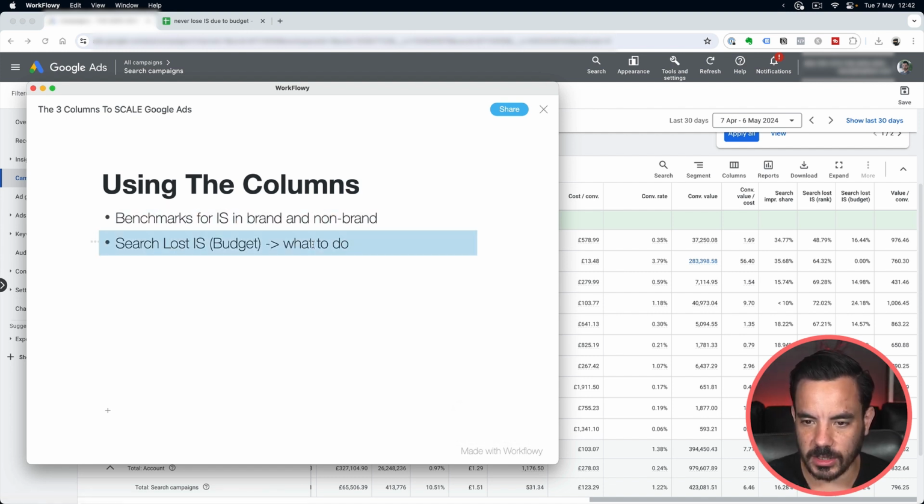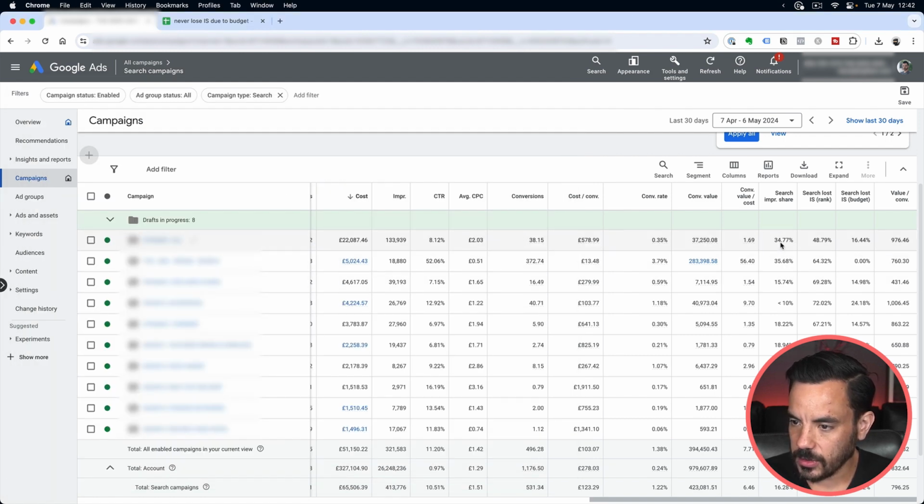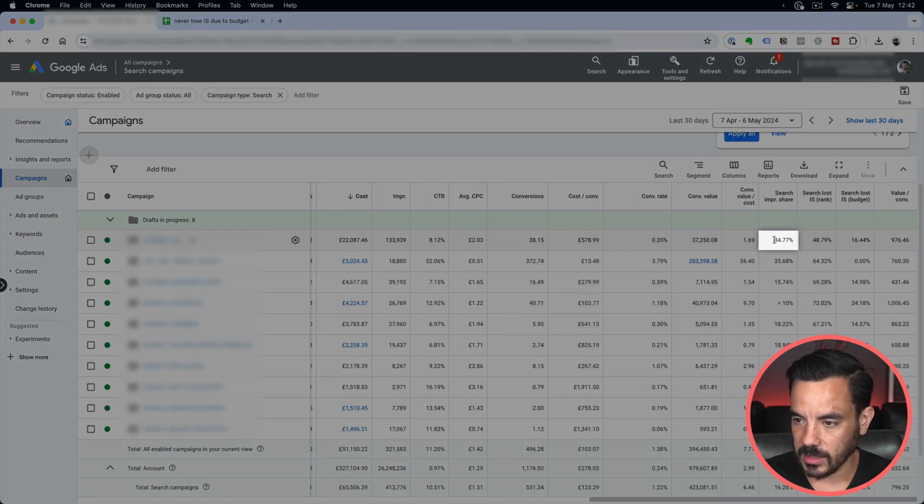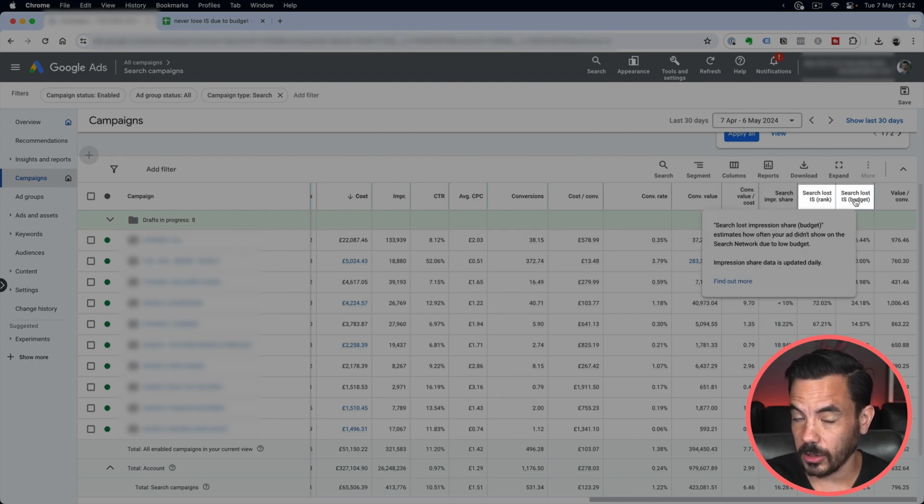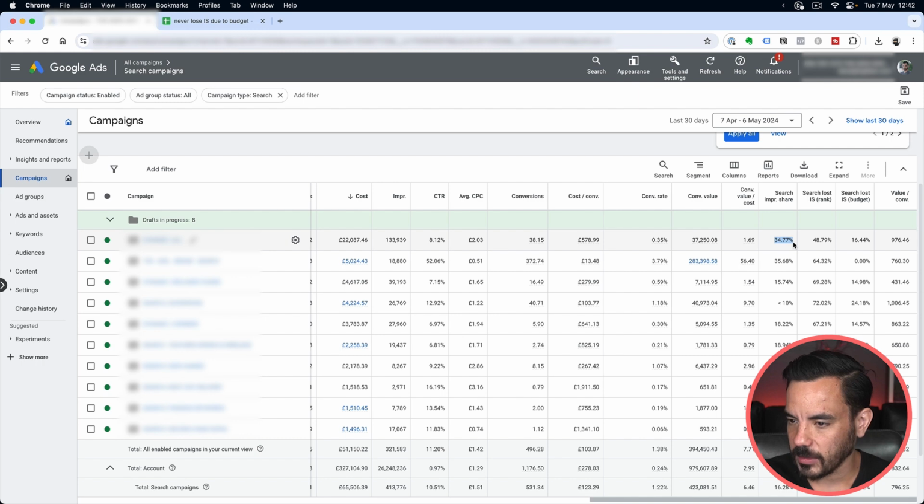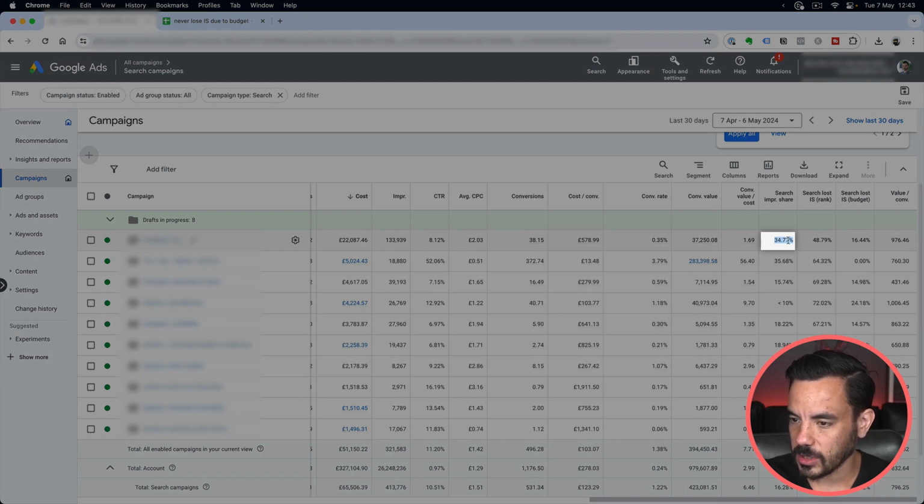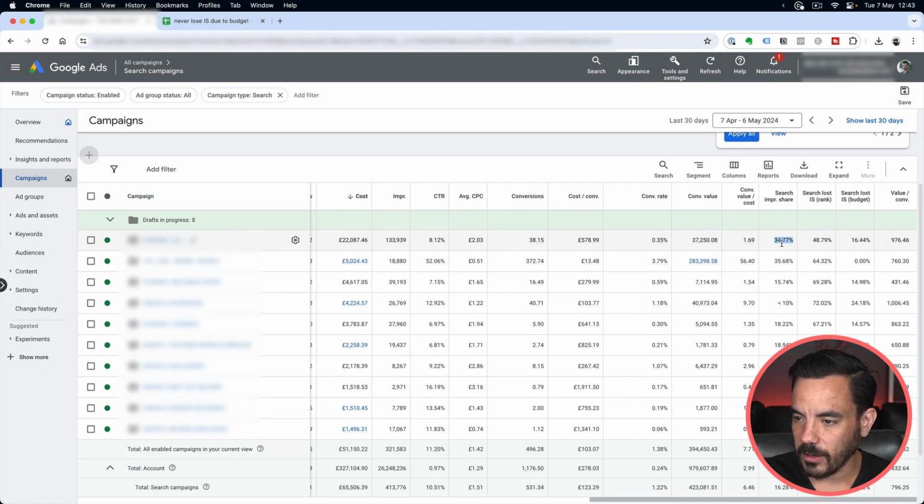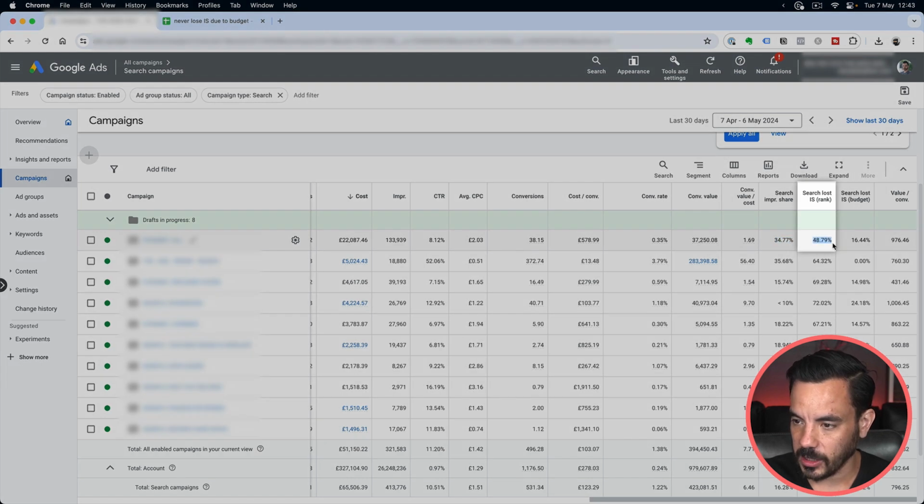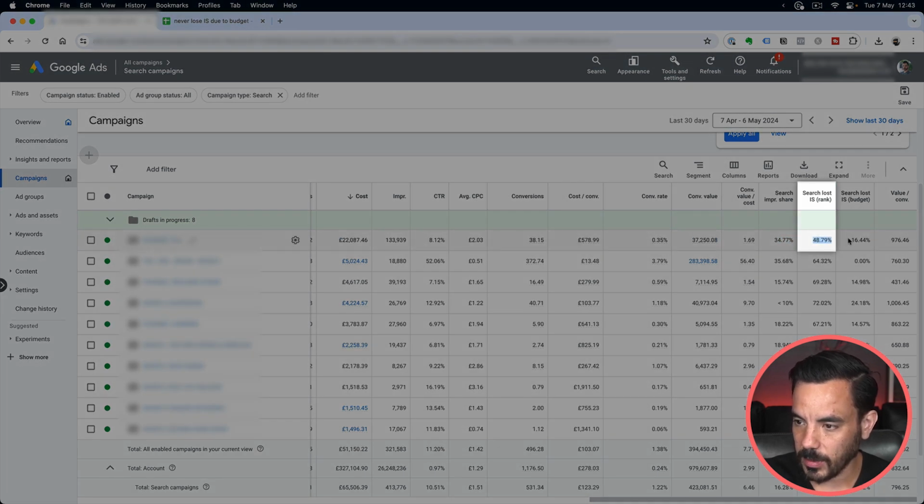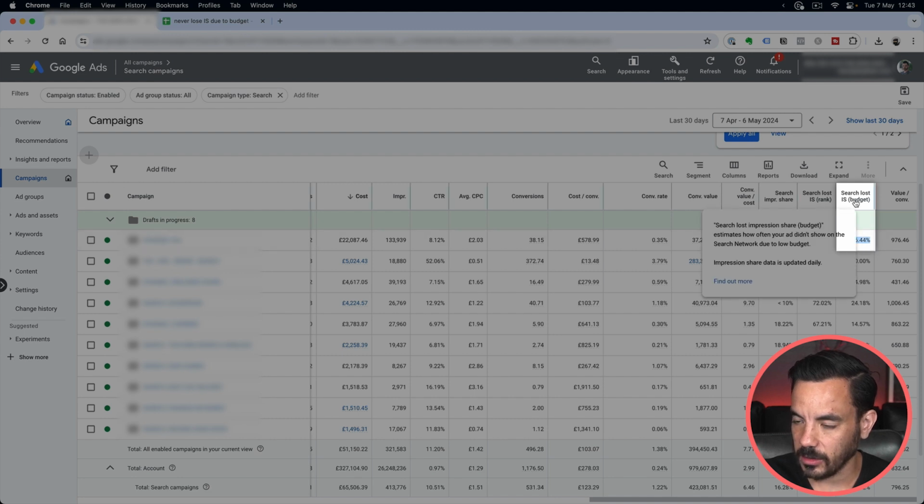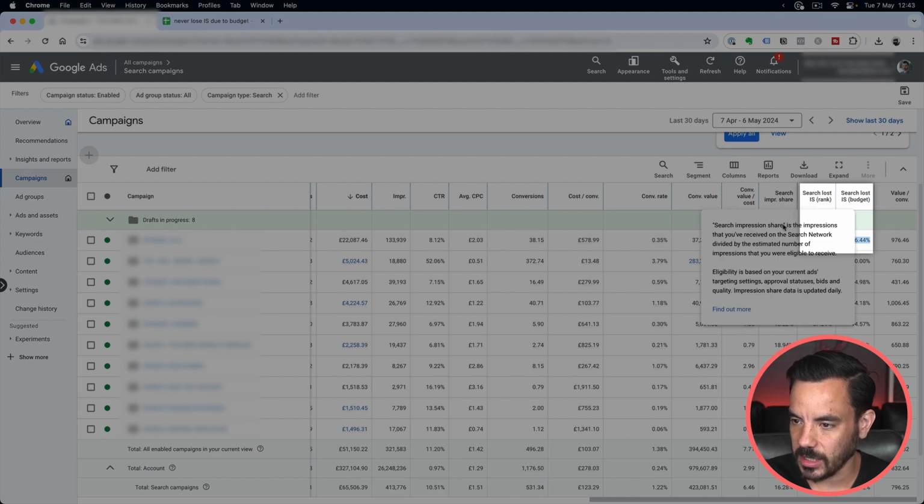So, search lost IS due to budget. What to do with that? Impression share tells you the share of the market that you're getting, and in the case where it's not 100%, there's one of two reasons why. You're either being limited by your rank, or you're being limited by your budget, and that is what these two columns here actually tell you. Of the market, I'm getting 35% impression share here, which means I'm missing out on 65%. So where is that 65% being lost? Well, about 48% of it is being lost due to rank, and about 16.5% of it is being lost due to budget. So these two columns here are reason columns.